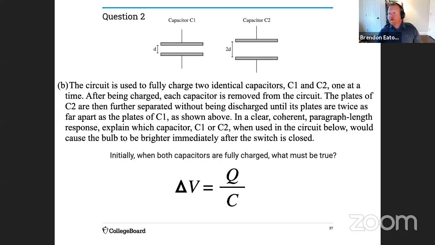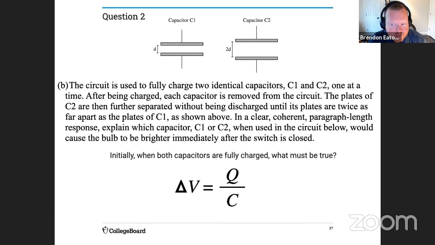All right, so in a clear, coherent, paragraph-length response, explain which capacitor, C1 or C2, when used in the circuit below, would cause the bulb to be brighter immediately after the switch is closed. So here's the first thing to think about. Initially, when both capacitors are fully charged, what needs to be true? I think that the potential difference across that circuit is going to be the same for both of the capacitors.